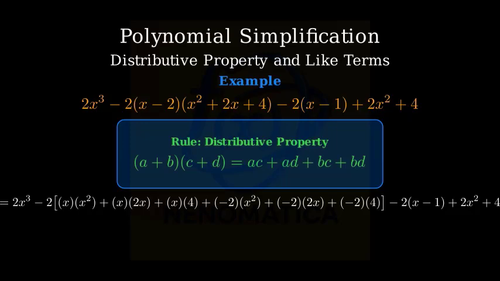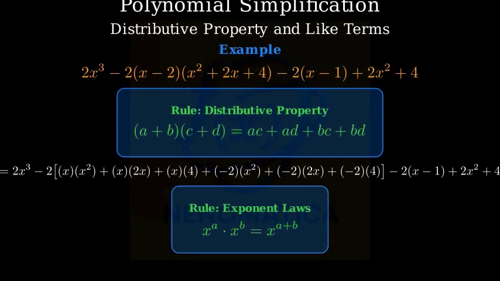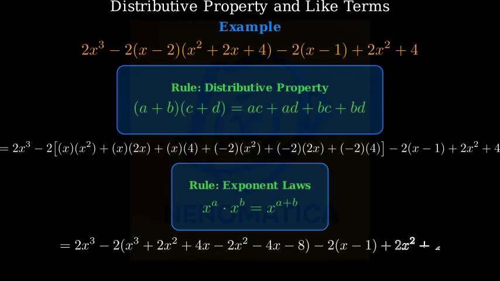Now, let's simplify the expressions inside the brackets. We'll multiply each term according to the exponent rules and simplify. So we get 2x cubed minus 2 times the following: x cubed plus 2x squared plus 4x minus 2x squared minus 4x minus 8. Then we continue with the rest of the expression, which is minus 2 times x minus 1 plus 2x squared plus 4.